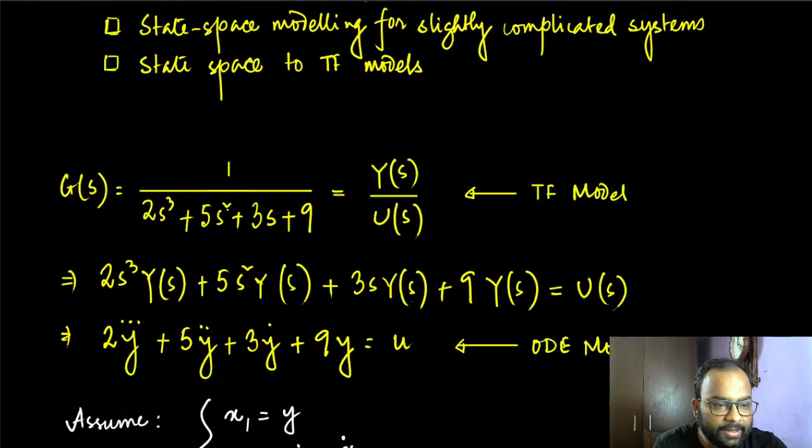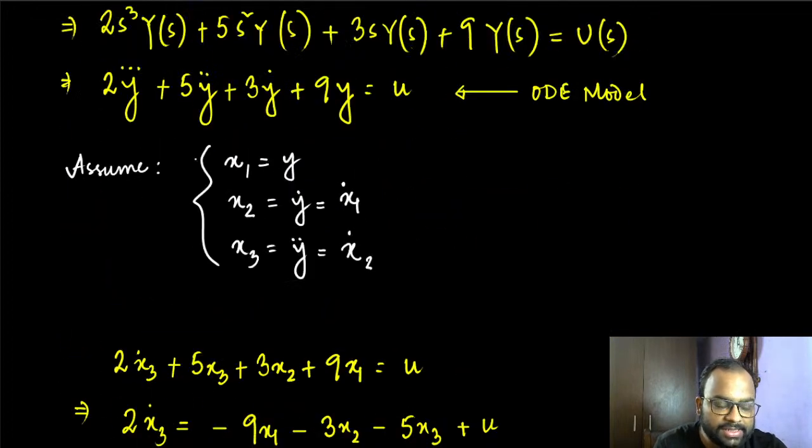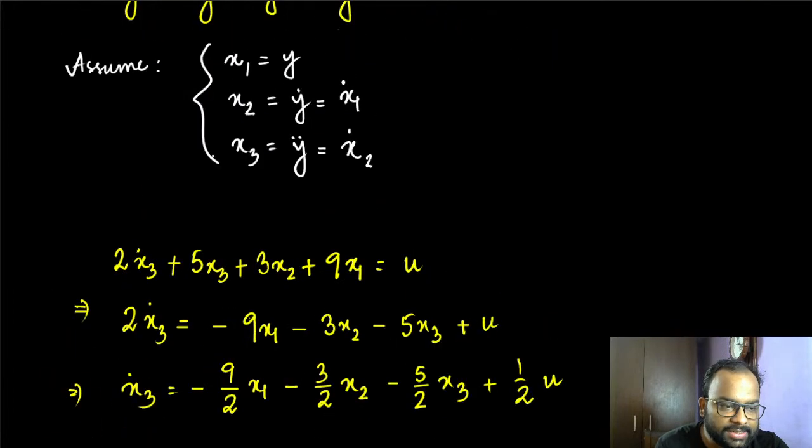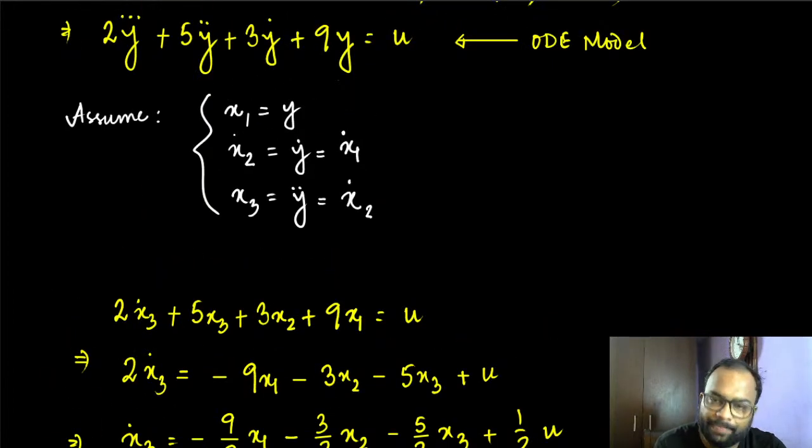So once again, to repeat, if this is kind of coming from a mechanical system, then y is probably displacement of something. Then y dot is describing the velocity of that something. Y double dot is describing the acceleration of that something. Now here, as per the state space representation, what is x1? x1 is just y. x2 is just x1 dot, and x3 is x2 dot, which is y double dot. Essentially, x1 describes the position or the displacement, x2 describes the velocity, and x3 describes the acceleration.